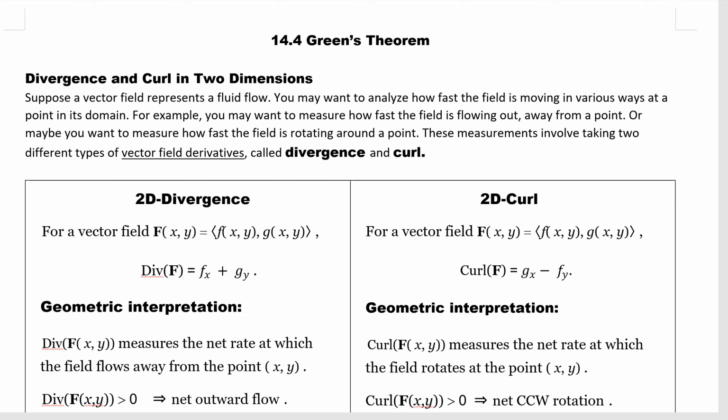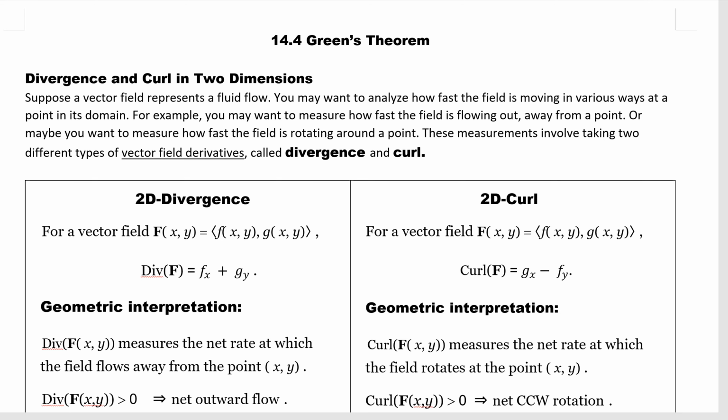Suppose a vector field represents the fluid's flow. We might want to analyze how fast the field is moving in various ways at the points in its domain. For example, we might want to measure how fast the field is flowing out away from a point. Or maybe we want to measure how fast the field is rotating around a point. So these measurements involve taking two different types of vector field derivatives called divergence and curl.